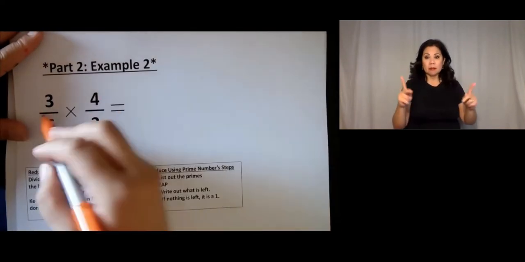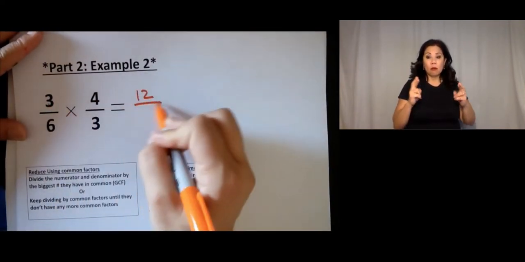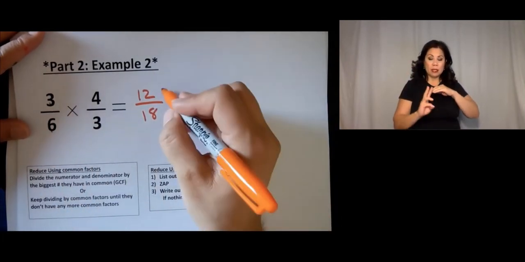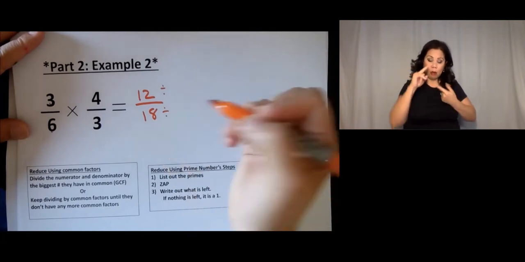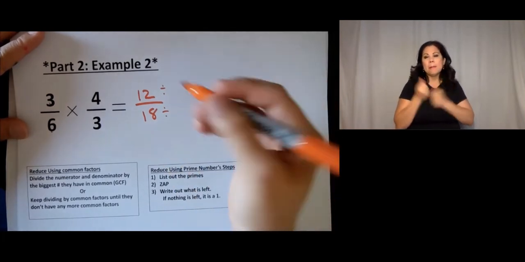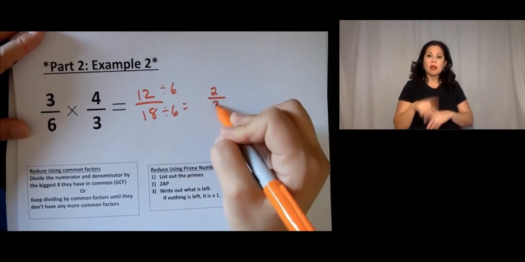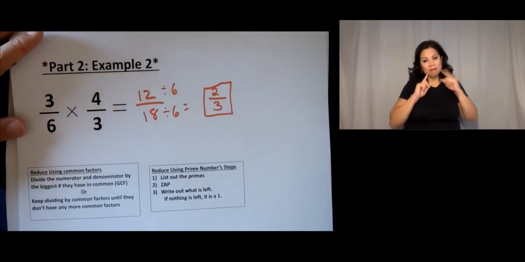All right, hopefully you did 3 times 4, which is 12, and then 6 times 3, which is 18. Then we got to simplify. The biggest one they have in common here is a 6. So I get 2 over 3, and there's your answer.